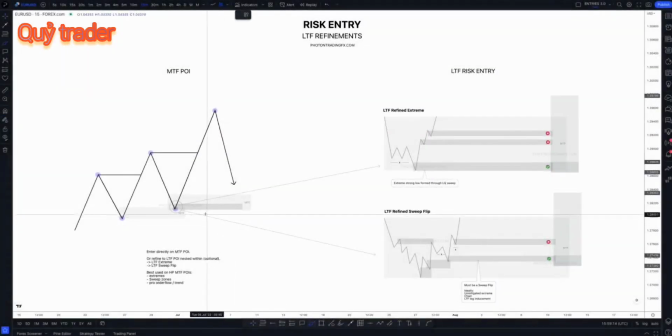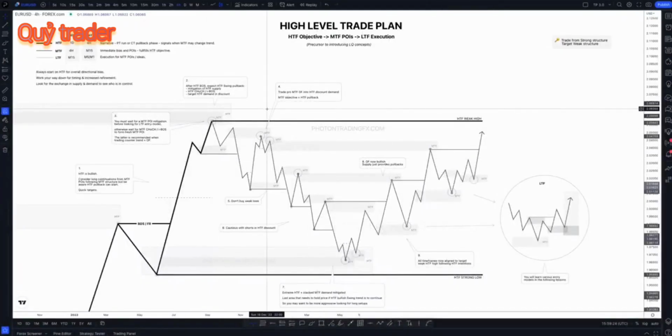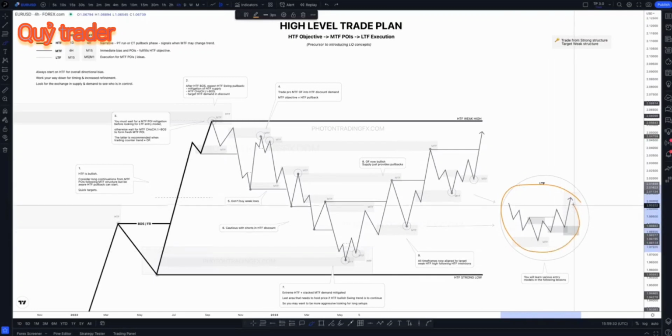So as I touched on with risk entries, we generally want to be doing this when we have high conviction on a higher time frame POI. If we just quickly look at the high level trade plan, essentially what you're doing is these medium time frame POIs. Obviously when price gets into there, that's when our alerts go off, and that's typically when we would drop down to our lower time frame to look for those confirmation entries.